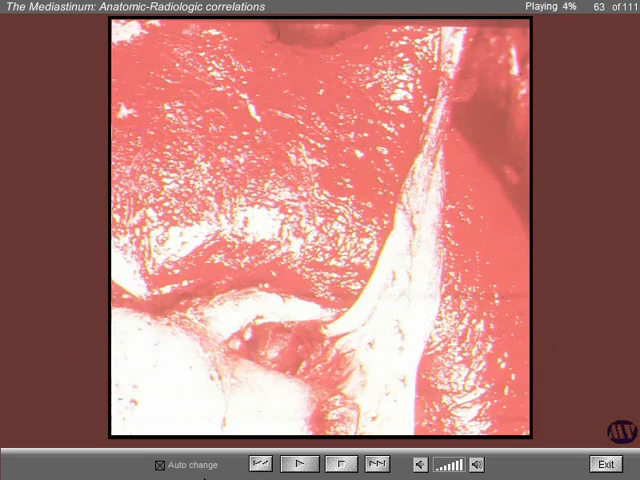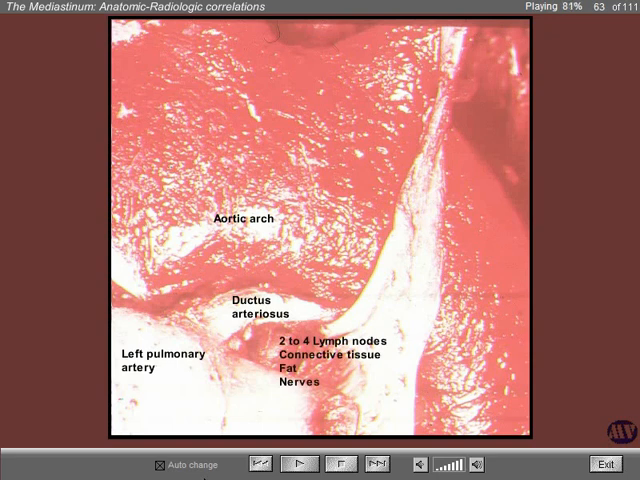This is an anatomic section courtesy of Dr. Heitzman showing the arch of the aorta, and we note the ductus arteriosus that goes from the undersurface of the aorta to the top of the left pulmonary artery close to the pulmonary trunk. In the aortic pulmonary window, in addition to the ductus arteriosus and the fibrous remnants of the ductus, we have 2 to 4 lymph nodes, we have connective tissue, fat, and we also have nerves.